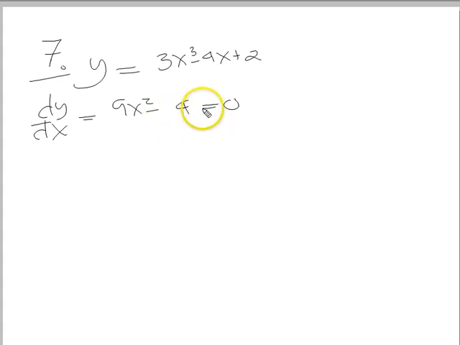Everything's on ground level, so the nice thing is all we need to do now is move the 4 across the equals and flip the sign. Then move the 9 from times on one side to divide on the other. 4 over 9, if I can write it correctly.